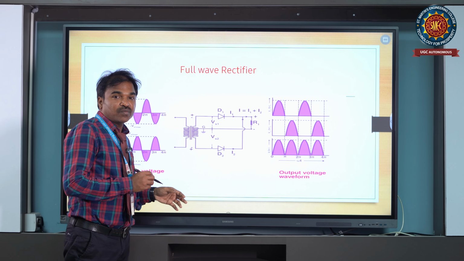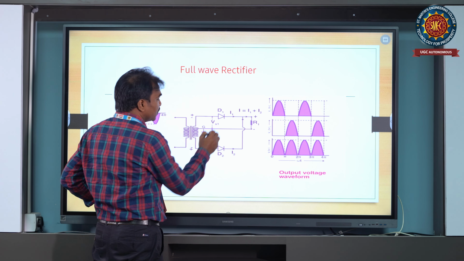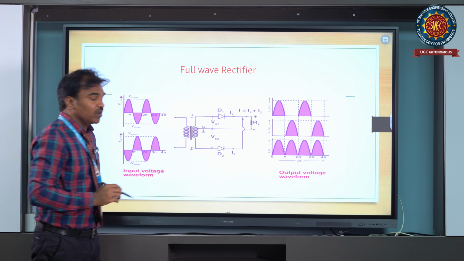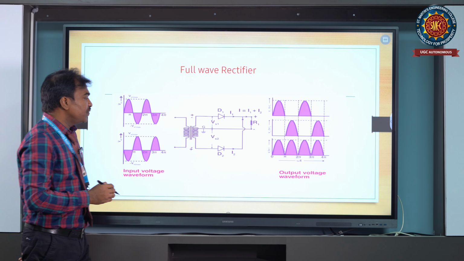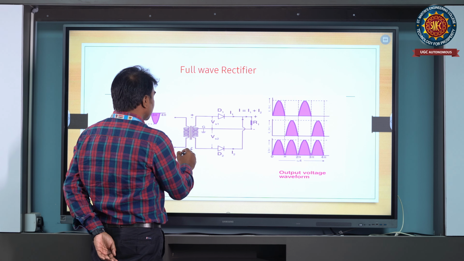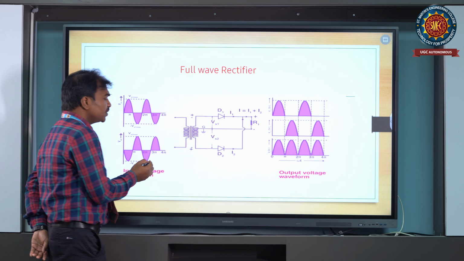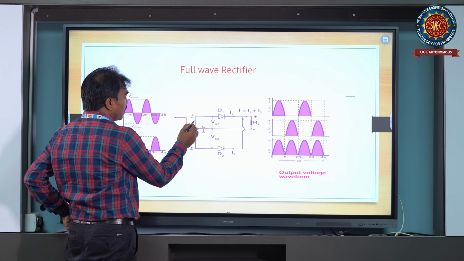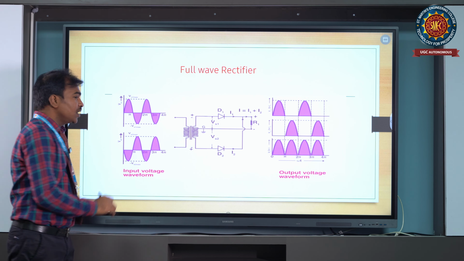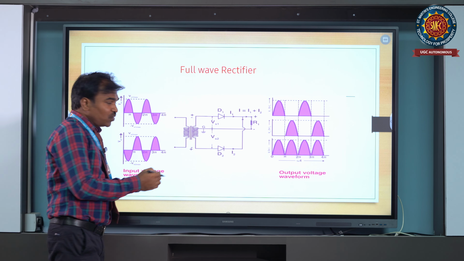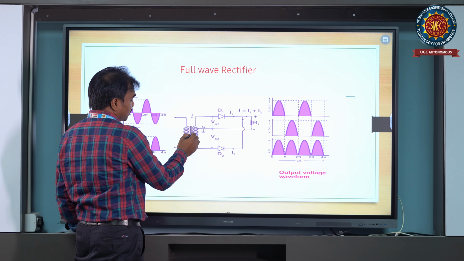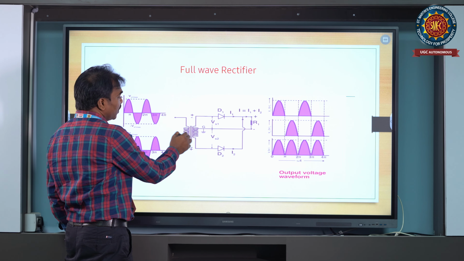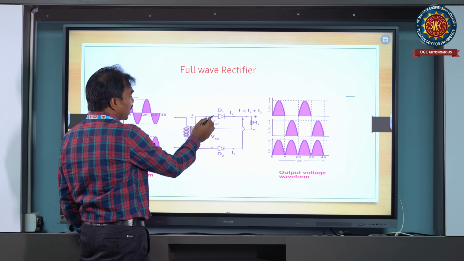So full wave rectifier means, previously only one diode was used, now we are using two diodes. Previously we used a step down transformer; now we are using a center tap transformer and two diodes.